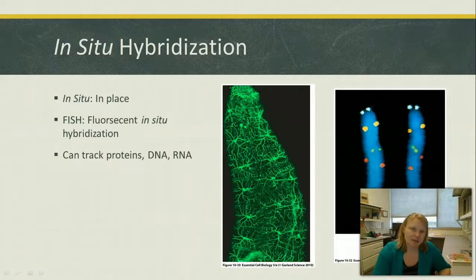And this is how we can see different regions on chromosomes, like you can see here. You can see different areas. It just depends on what we're looking for. This is also how sometimes we'll look for viral infections within cells. It's just a variety of ways. It's just using that tag to help us see that.